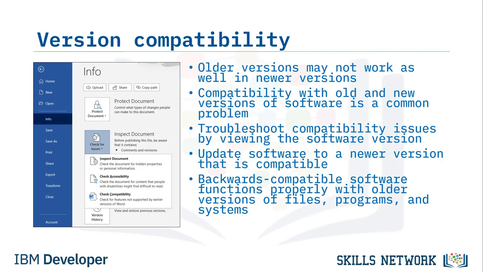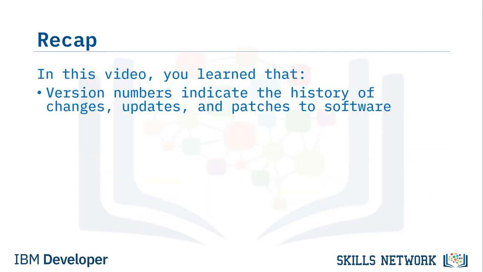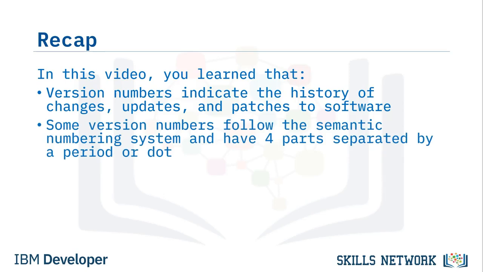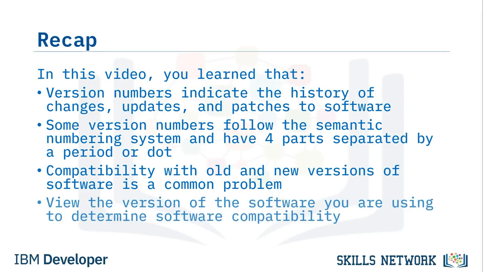In this video, you learned that version numbers indicate the history of changes, updates, and patches to software. Some version numbers follow the semantic numbering system and have 4 parts separated by a period. Compatibility with old and new versions of software is a common problem. And you should view the version of the software you are using to determine software compatibility.